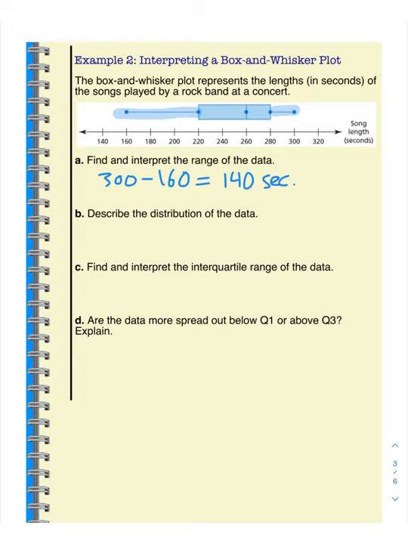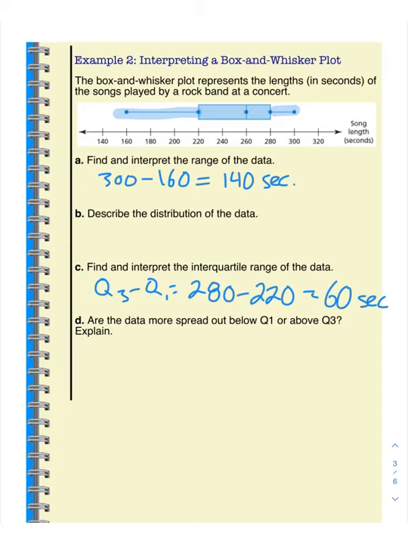All right, part C says find and interpret the interquartile range of the data. The interquartile range is found by using Q3 minus Q1. So we have 280 minus 220, which is 60 seconds. That 60 seconds means that half of the data is between 220 seconds and 280 seconds.